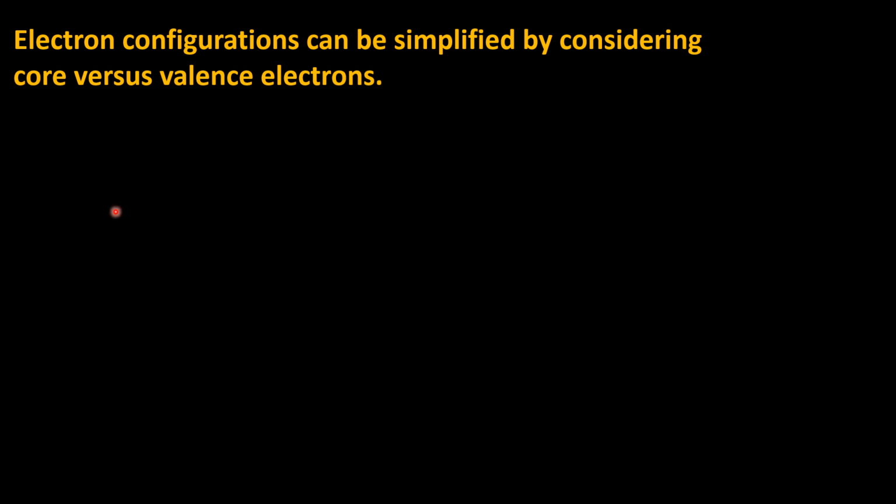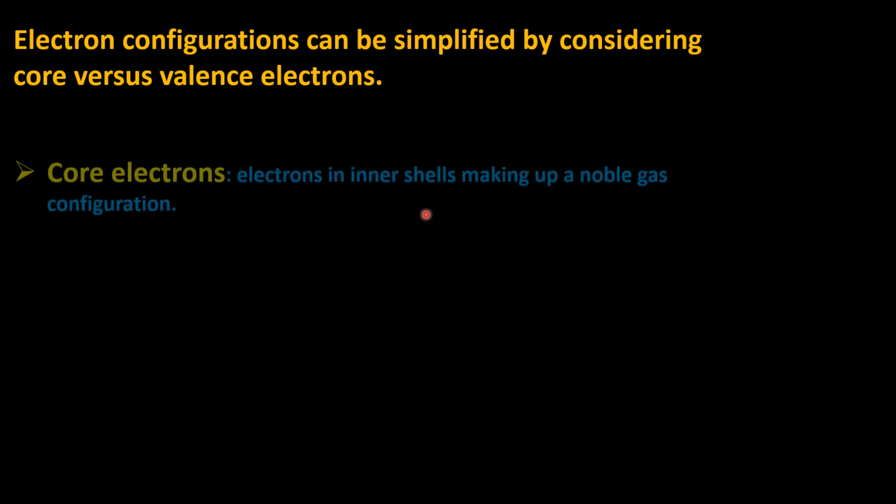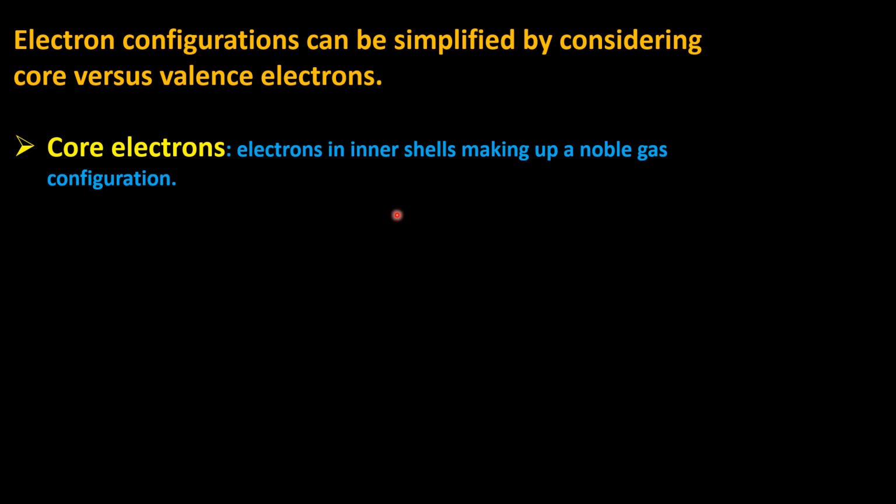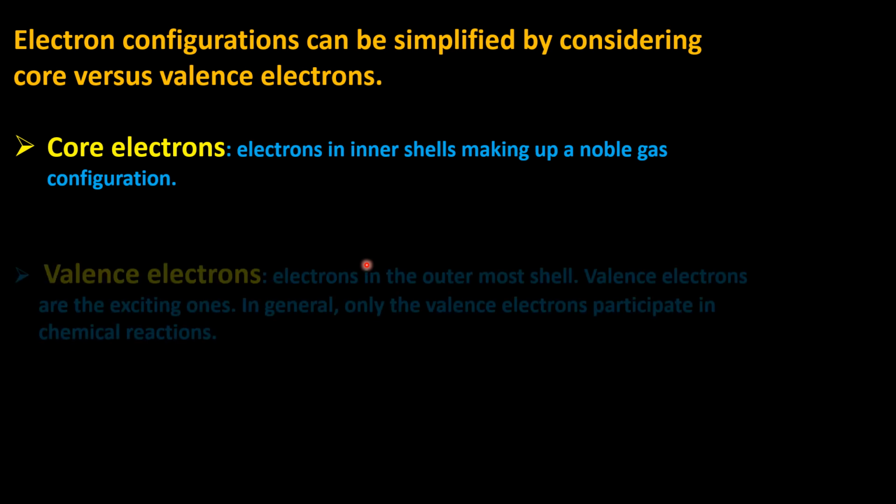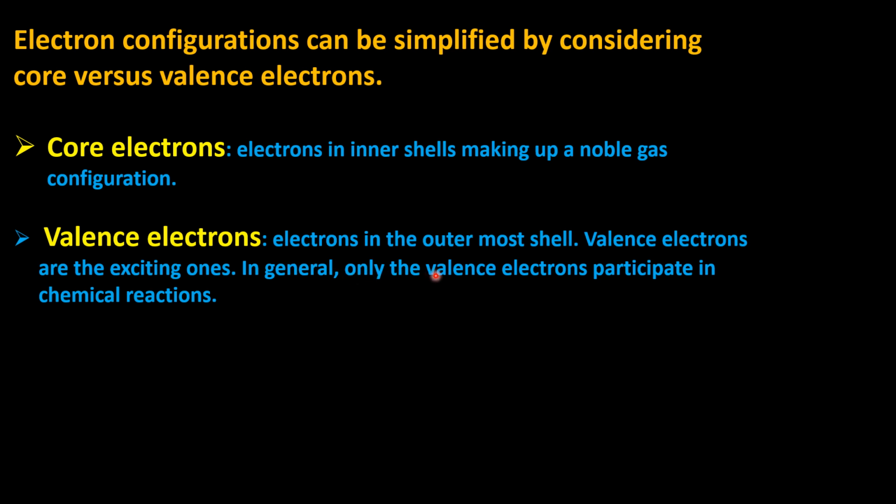Okay, now the electron configuration can be simplified by considering core electrons versus valence electrons. As I have already told you, an atom has two types of electrons. These are the core electrons, that is the inner shell electrons, and the outer shell electrons, which are called valence electrons. So the core electrons are the electrons in the inner shells, making up the noble gas configuration. So the inner shell electrons are the complete shells, and the valence electrons are in the outermost shell.